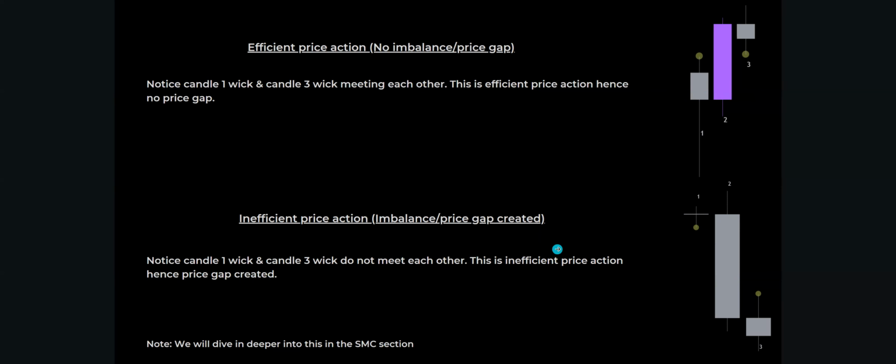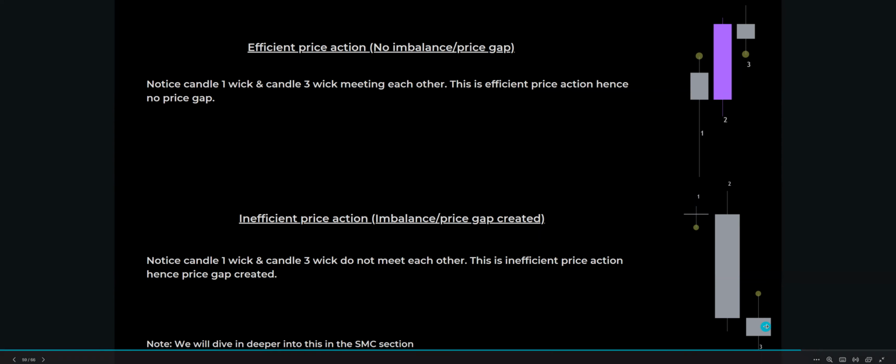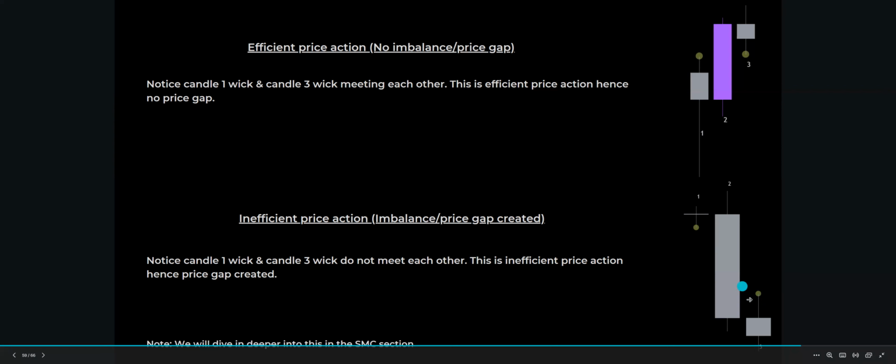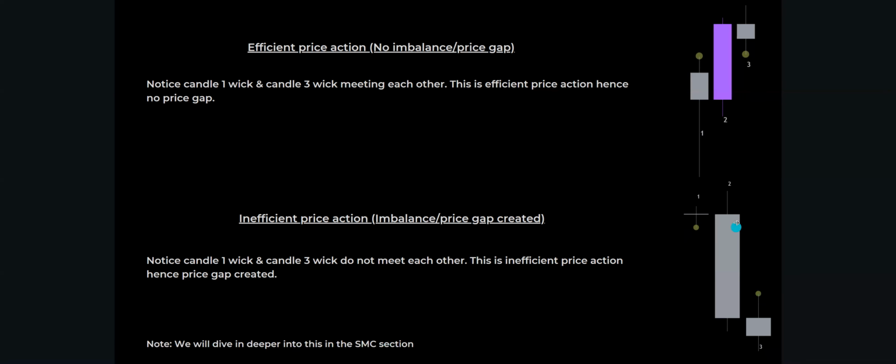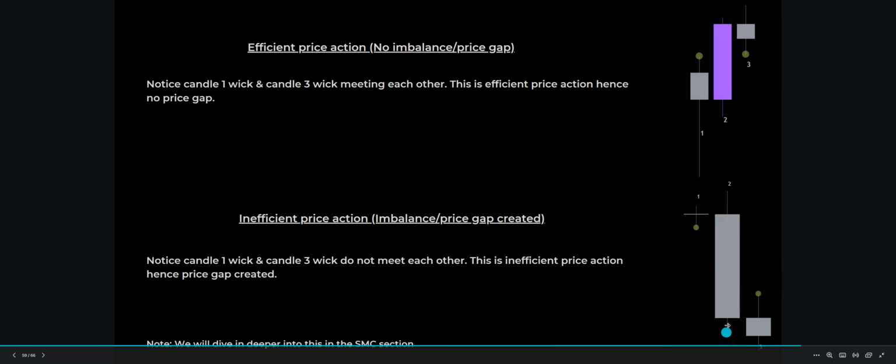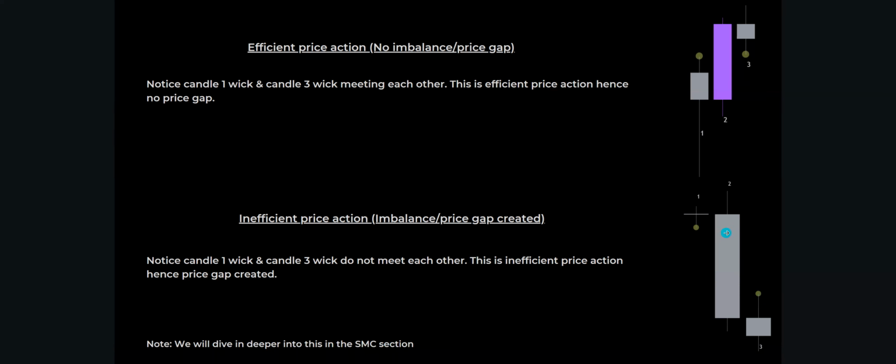But in example number two, if you notice candle number one and candle number three, those candle wicks do not meet each other, because candle number two had heavy volume and pushed price way down. This here is a price gap. Therefore, in time, price has to eventually come back to candle number one's wick, meet it, and fulfill the gap that was left in the market. This is inefficient price action.